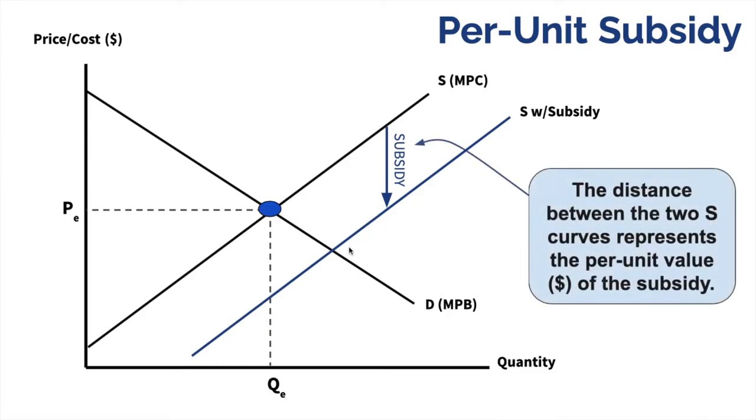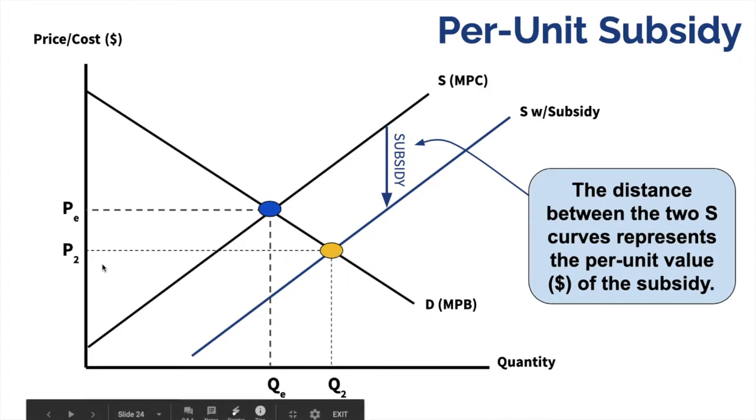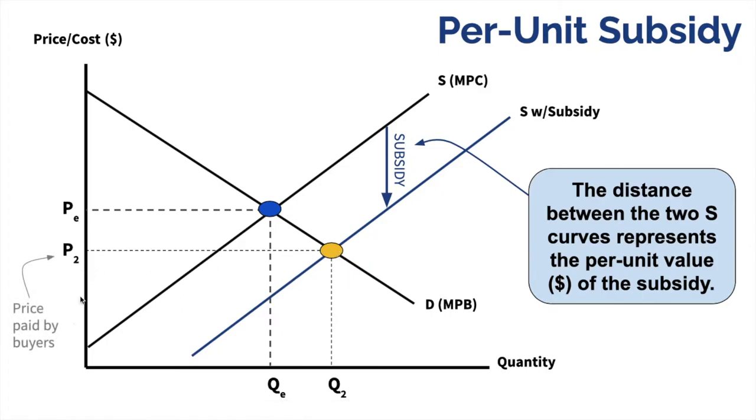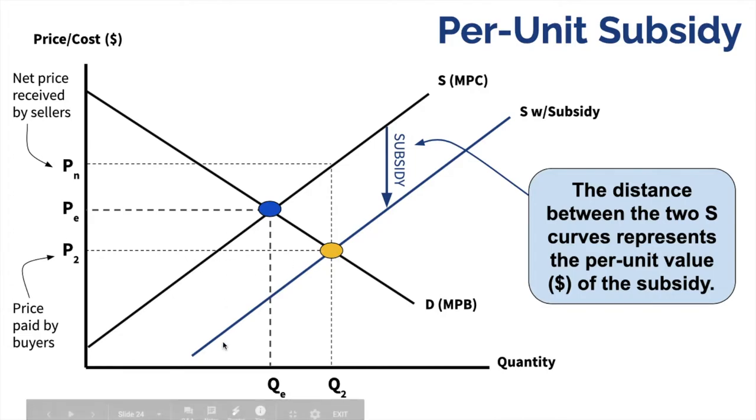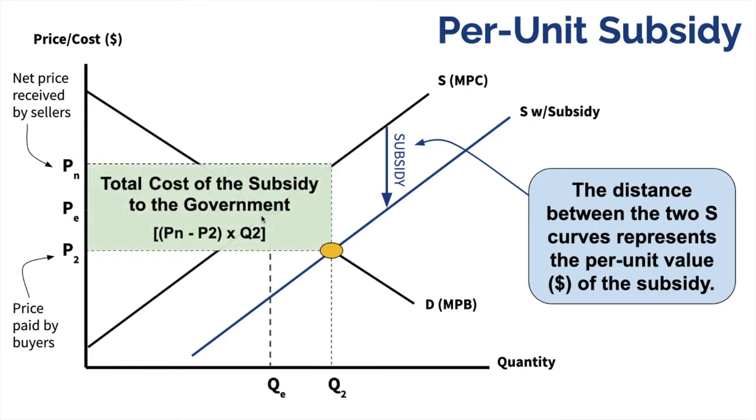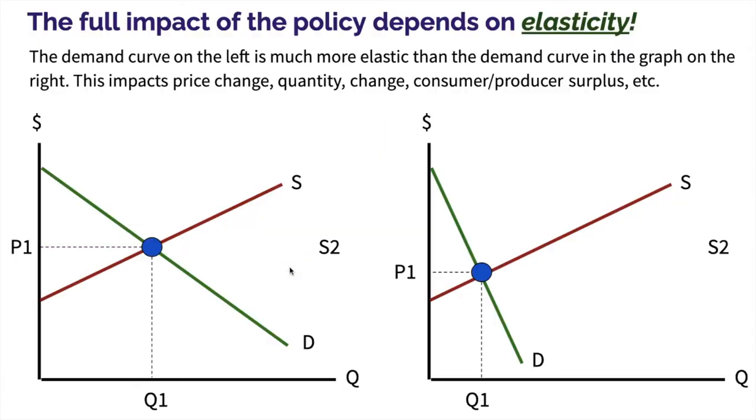So here's our new equilibrium. Here's the new quantity and price. And so the price paid by buyers has gone down to P2, but we have to take into account the full subsidy. It's pretty clear when you look at this per unit subsidy, the distance between these two curves, that the price difference from PE to P2 is not that full distance. So the rest of this subsidy is going to the producers, the sellers. And this would be the total cost of the subsidy to the government.